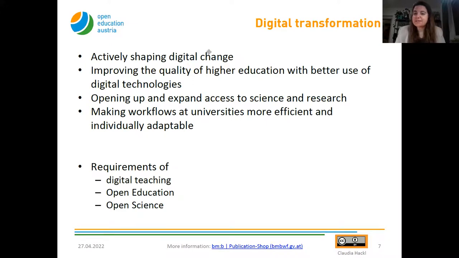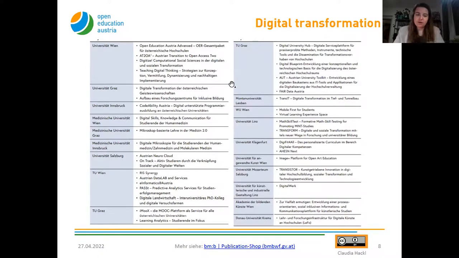And the Austrian digitalization project, which we are part of, is actively shaping the digital change in the Austrian higher education sector. We're also improving the quality of higher education with digital technologies. We're opening up and expanding access to science and research, mainly in our work through open educational resources, and we're making workflows at universities more efficient. This is all in terms of the requirements of digital teaching, open education and open science, which we keep in mind. Here's a quick slide on all the other very interesting digitalization projects going on at the moment in Austria, which we are only one part of.